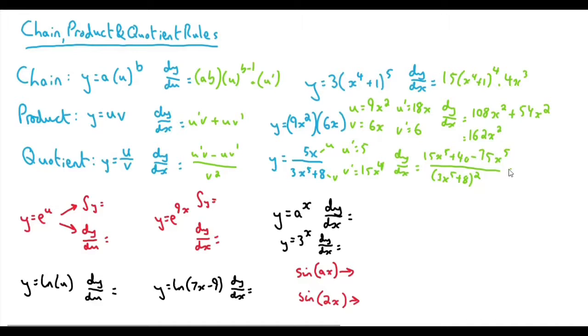All we may want to do though, just on the top, is simplify here. So we're still going to have 40, but the 15x to the 5 minus the 75x to the 5 is then going to be minus 60x to the 5. And again, just this 3x to the 5 plus 8 all squared on the bottom.